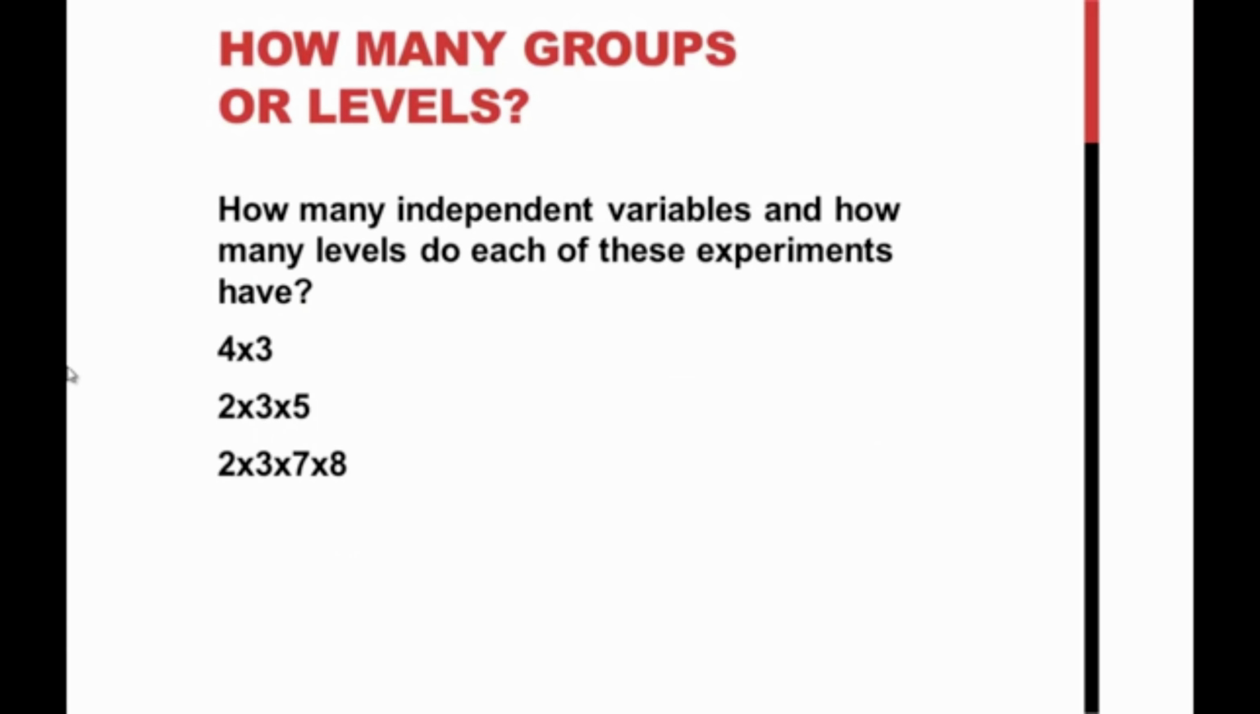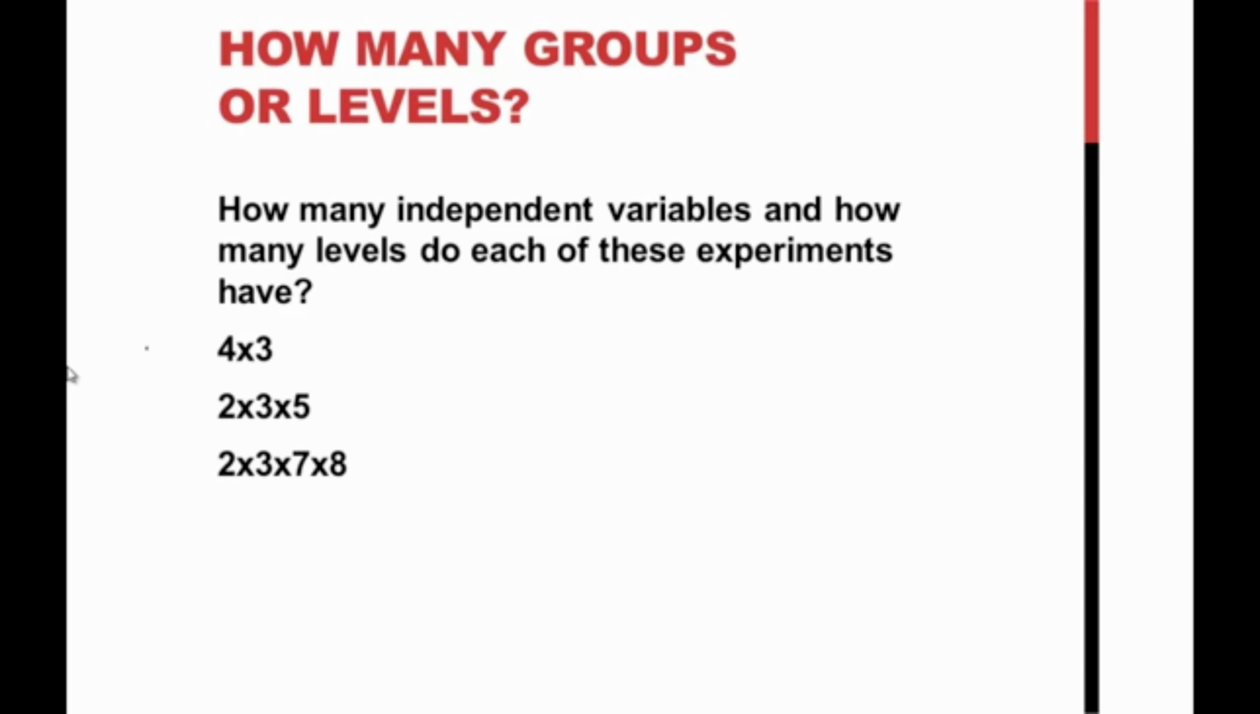So let's go ahead and practice. How many independent variables and how many levels do each of the following factorial designs have? Take a moment, push pause. Okay, let's go through the answers here.